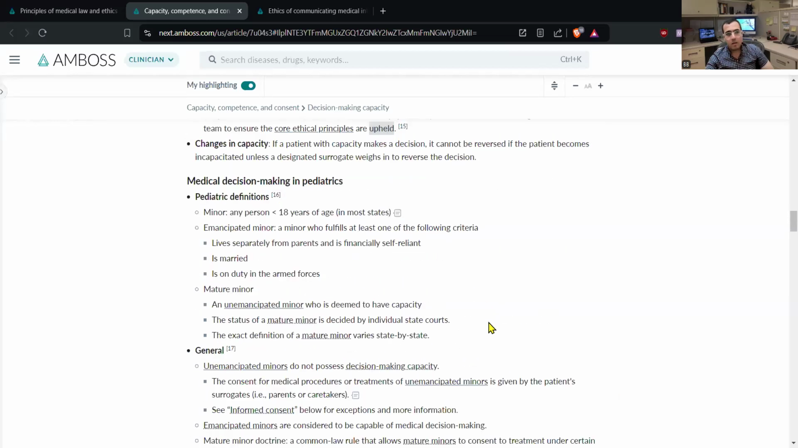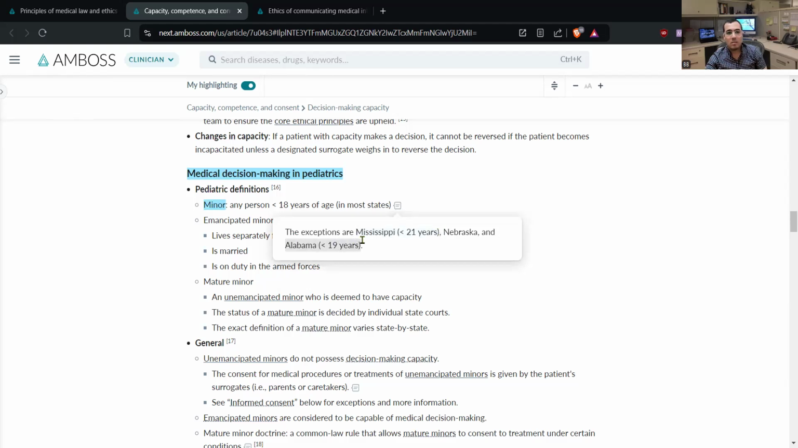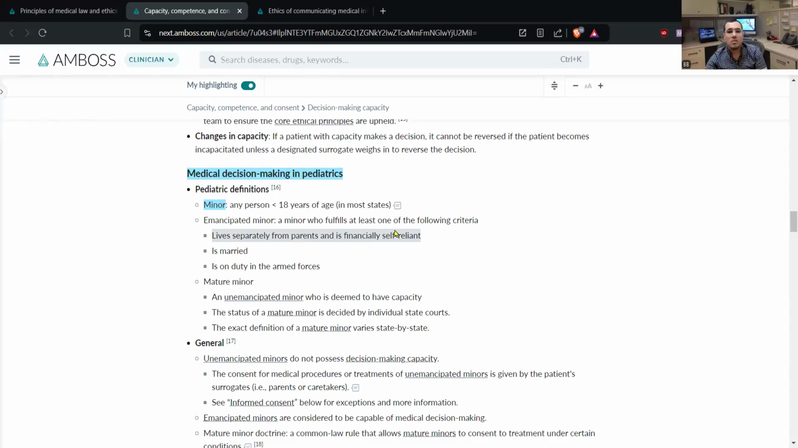Now let's move on to medical decision making in pediatrics. What is the pediatric definition? A patient is a minor if he is less than 18 years of age in most states. The exceptions are Mississippi, which is less than 21 years, and Nebraska and Alabama, which is less than 19 years. You do not need to remember the exceptions, but know that a minor is any person less than 18 years of age. An emancipated minor is a minor who fulfills at least one of the following criteria: lives separately from his parents and is financially self-reliant, or is married, or is on duty in the armed forces.